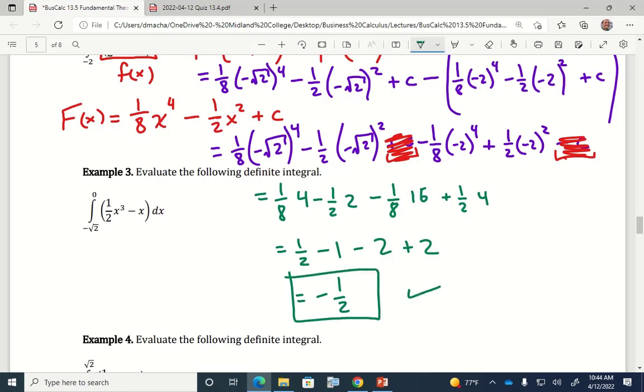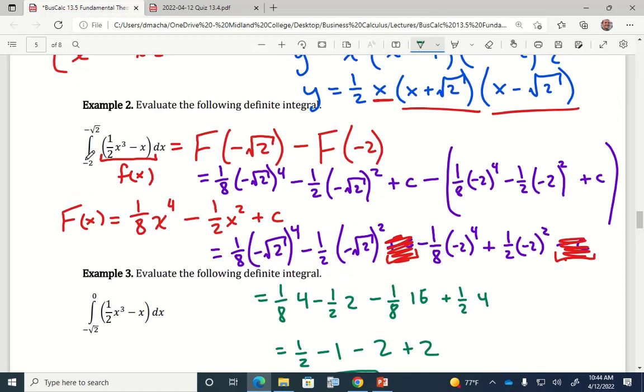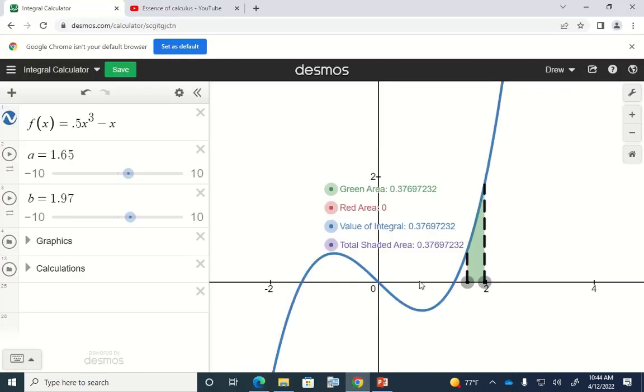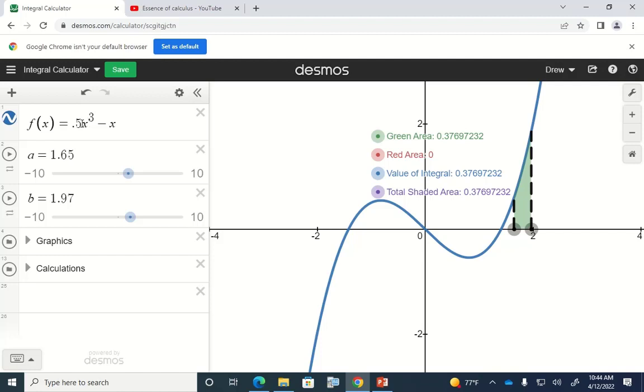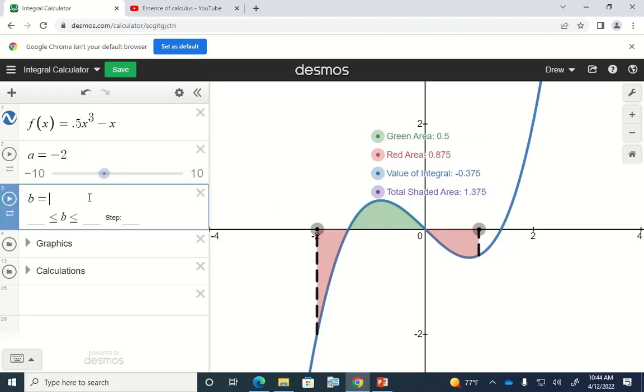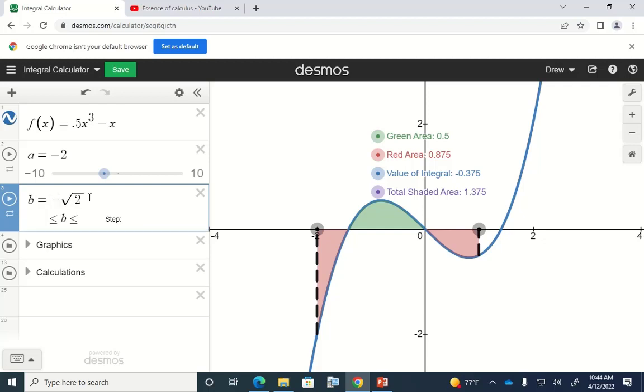So you're right, we do have to simplify a whole bunch, just to make sure. So we just found that the definite integral evaluated between negative 2 and negative square root 2 is negative half. Let's check with my little calculator to make sure that makes sense. So I have the same function in blue here. And if I take the lower bound to be negative 2 and the upper bound to be square root of 2, well, actually negative square root of 2.